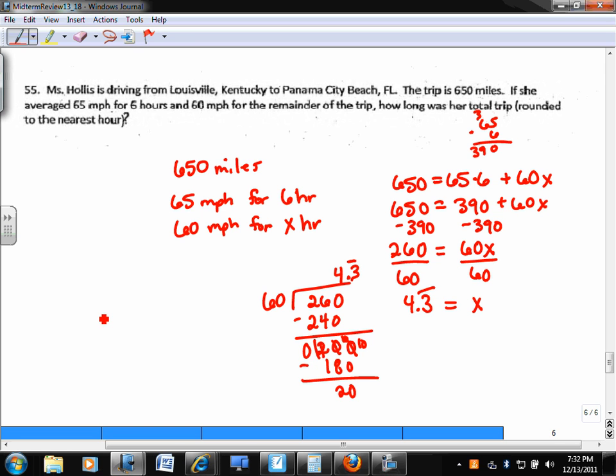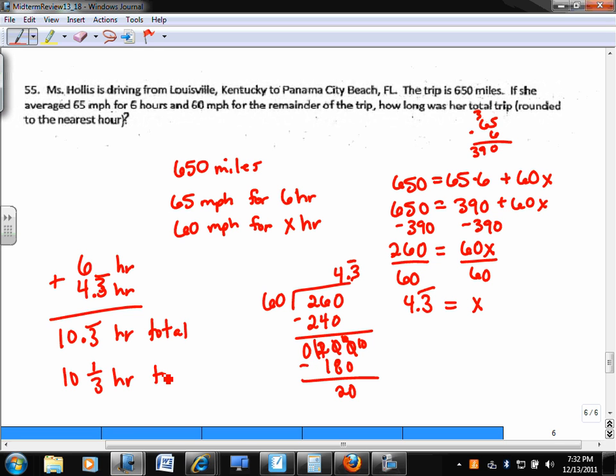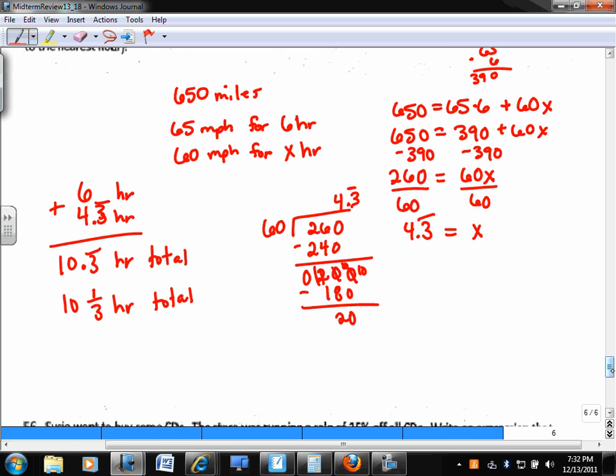We want the total number of hours, so we have to say her 6 original hours at 65 miles per hour plus her 4 1/3 hours. That gives us 10.3 repeating hours total, or 10 1/3 hours total. But be careful, it did say rounded to the nearest hour. So 1/3 is less than a half. So her total trip would be approximately 10 hours.